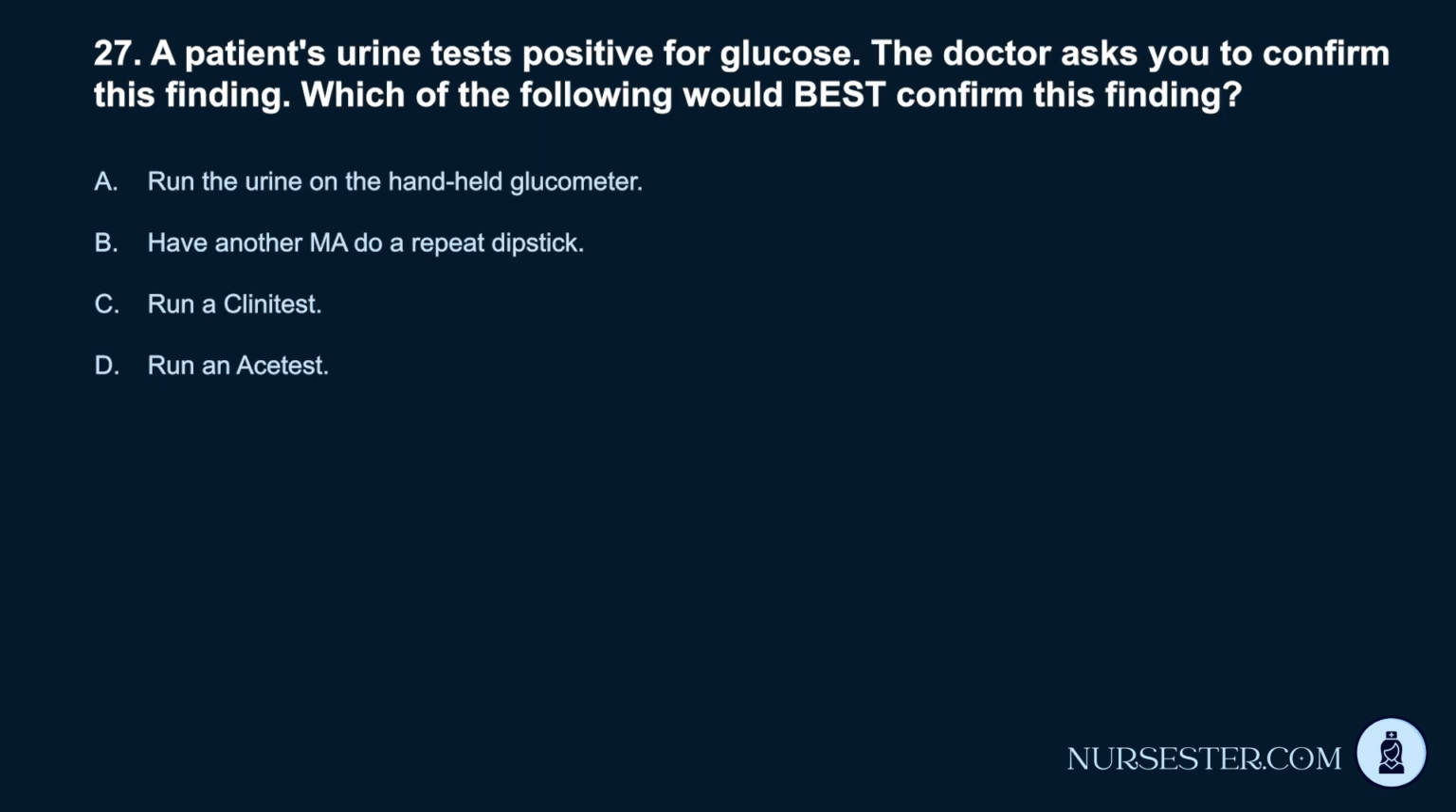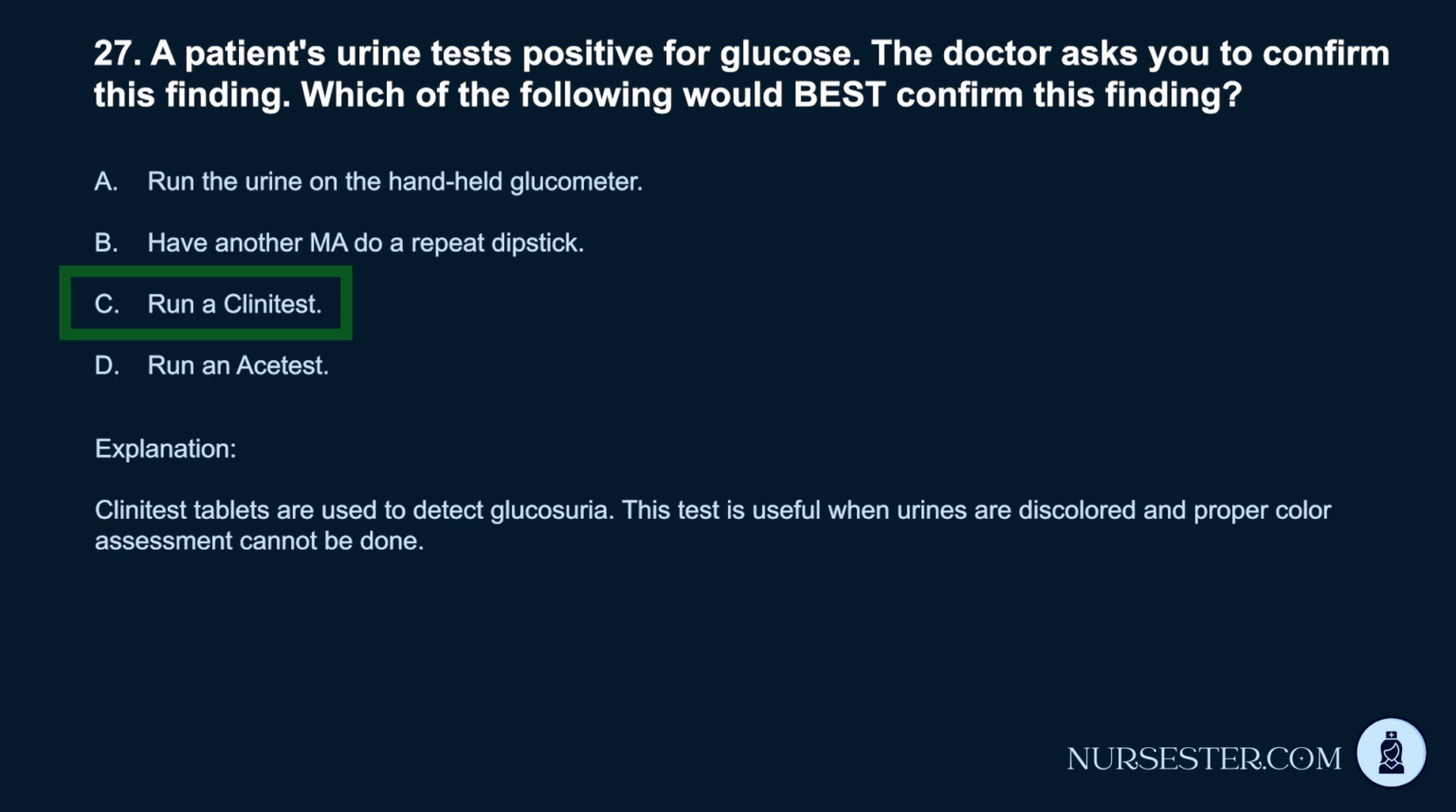27. A patient's urine tests positive for glucose. The doctor asks you to confirm this finding. Which of the following would best confirm this finding? A. Run the urine on the handheld glucometer. B. Have another MA do a repeat dipstick. C. Run a Clinitest. D. Run an Acetest. Correct answer, C. Run a Clinitest.